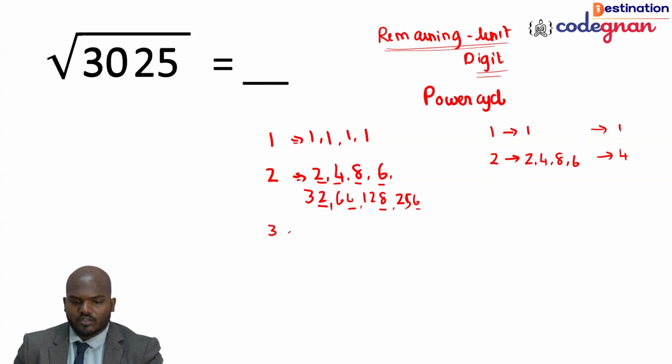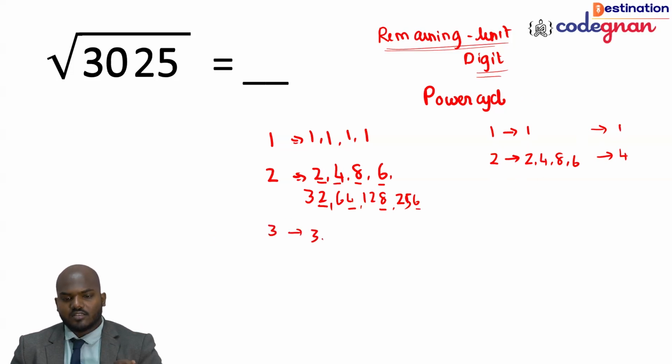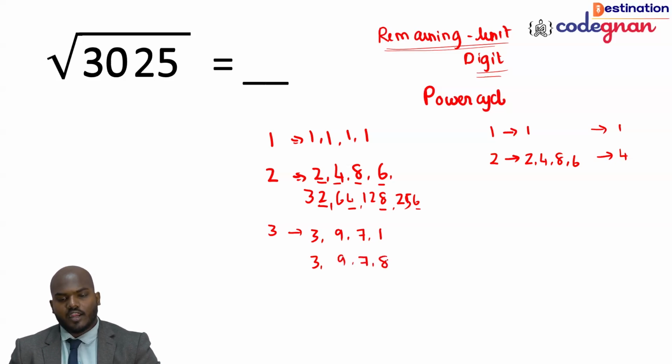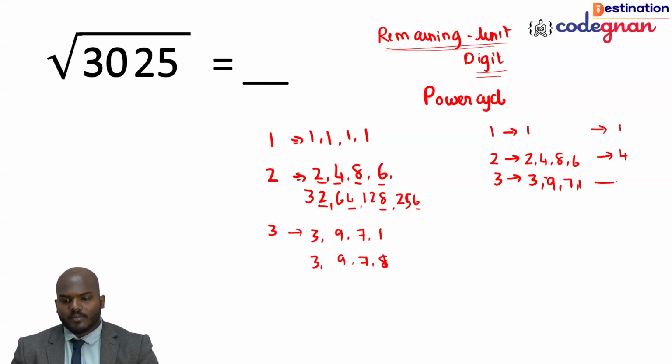Coming to the 3, guys. 3 power 1 is 3. 3 square is 9. And 3 cube is what? 27, the last digit is 7. And 3 power 4 is 81, so the last digit is 1. 3 power 5 is again 3, 3 power 6 ends with 9, 3 power 7 ends with 7, and 3 power 8 ends with 1. So the number 3 also has a power cycle of 3, 9, 7, 1, with 4 factors here.